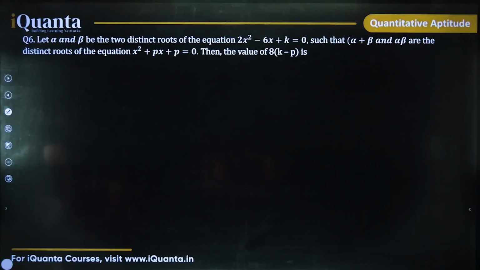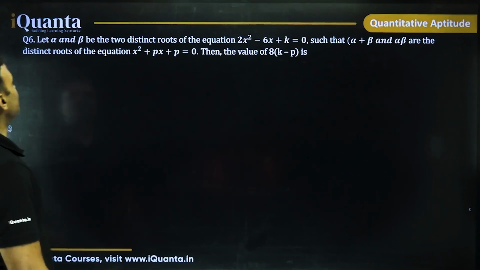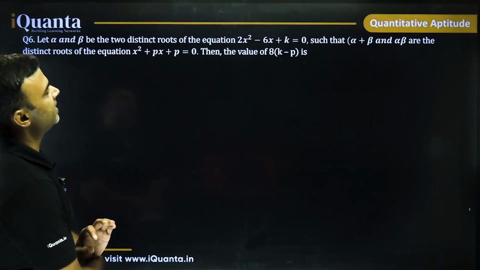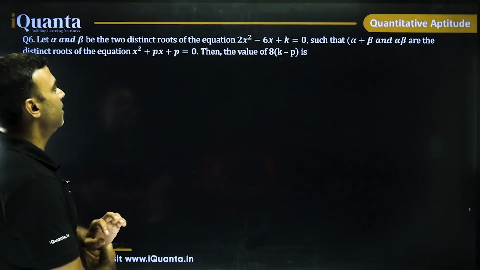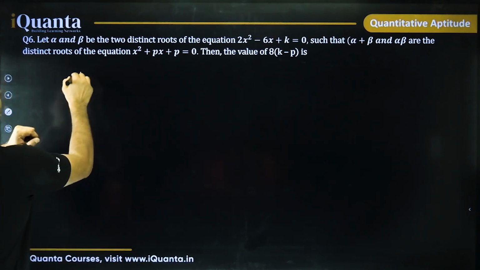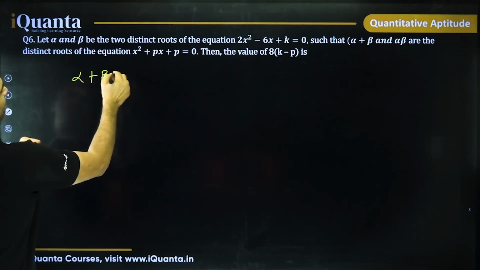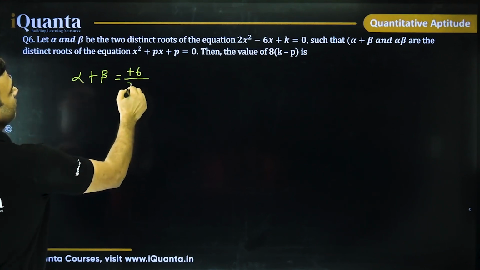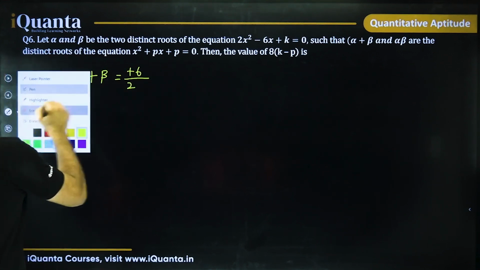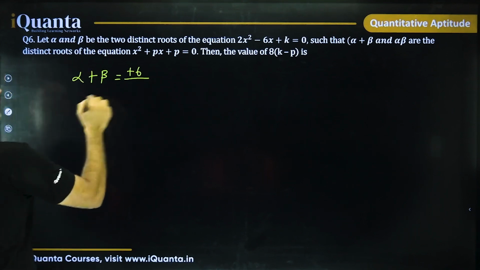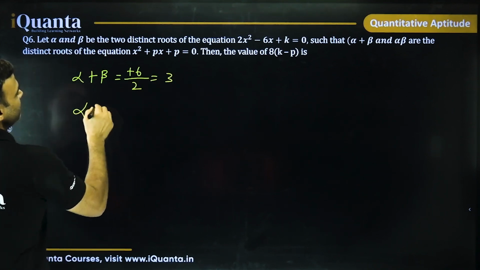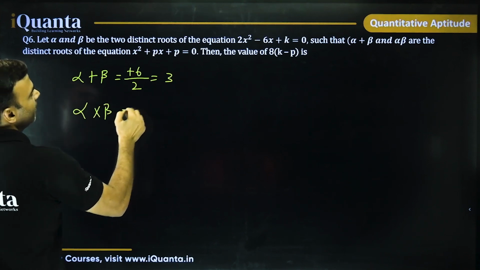Okay, now this is a very interesting question. It says let alpha, beta be the two distinct roots of the equation 2x square minus 6x plus k equal to 0. So alpha plus beta is going to be minus b by a. So minus of minus 6 divided by 2, that is 6 by 2, that is 3. And alpha into beta will become c by a, so k by 2.